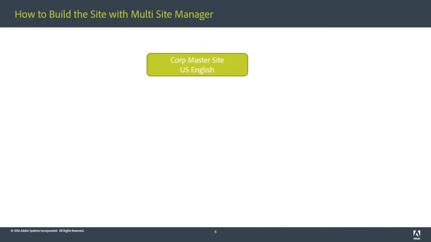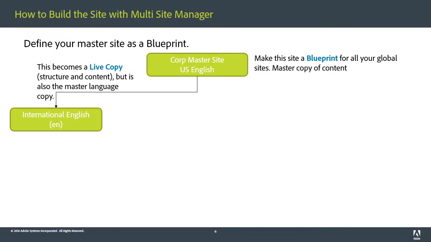So once the site structure is established, you're ready to start to build out your various regional sites and languages. Generally, you will follow these steps. First, you will create a site master. This will become your blueprint. At Adobe, we use, for our master site, the English version of our US website. This is our blueprint. Next, we create a live copy from that blueprint. This becomes our master language site, the source for all our language copies.